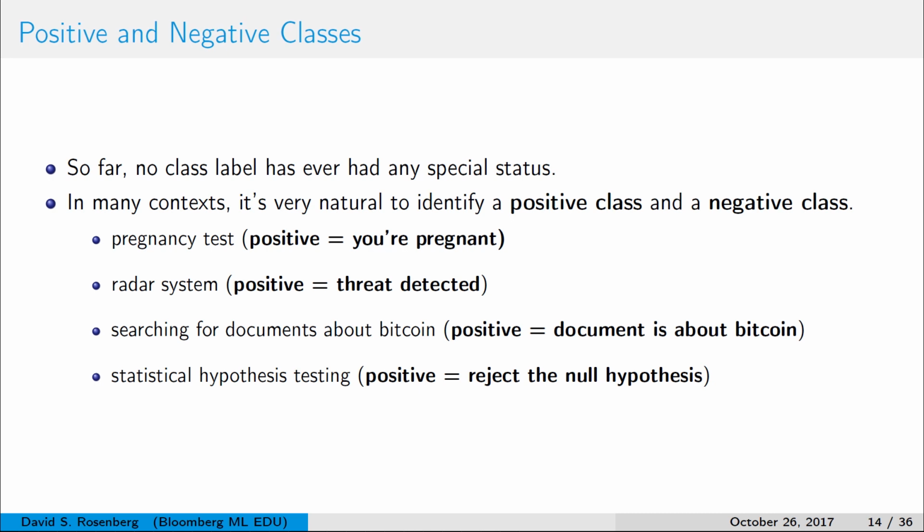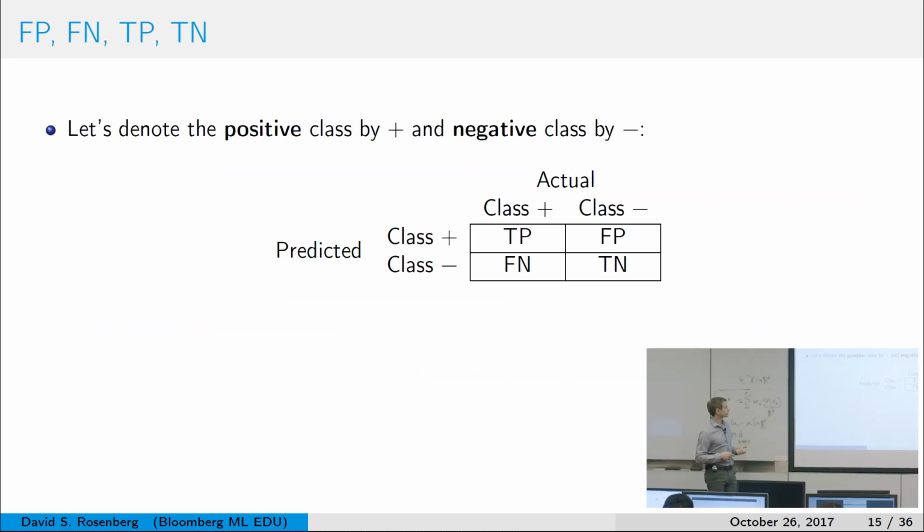So loosely speaking, positive is maybe less frequently occurring. Maybe it's the more significant outcome, something to get excited about. Anyway, depending on exactly how we think positive is different from negative will determine the metrics that we're interested in as a summary of performance.